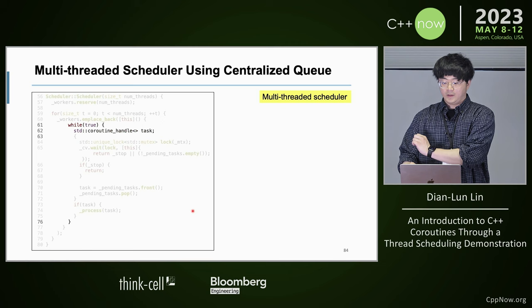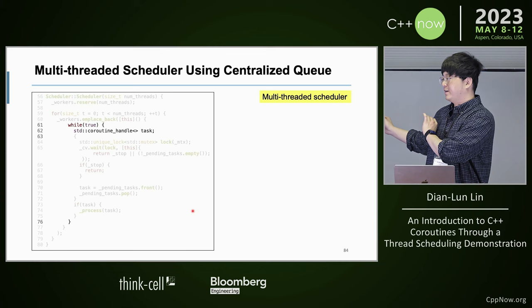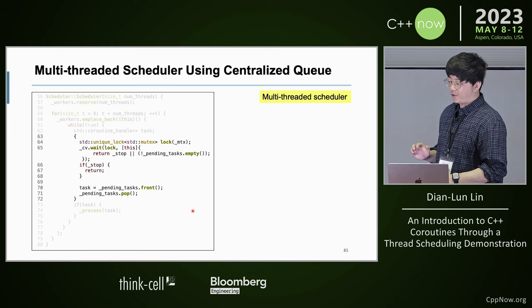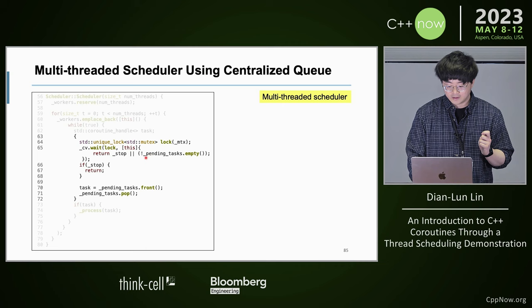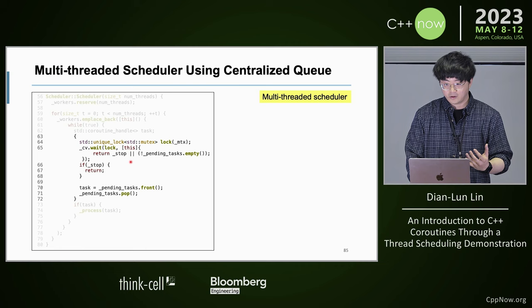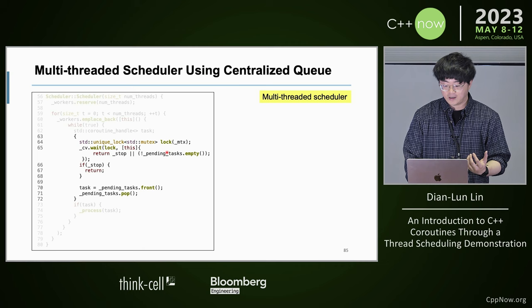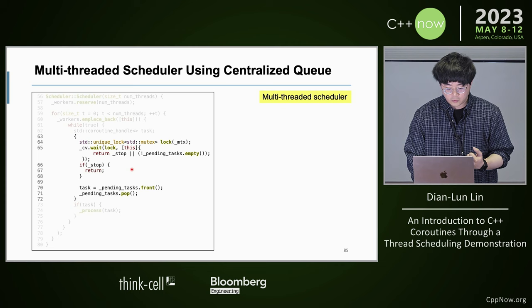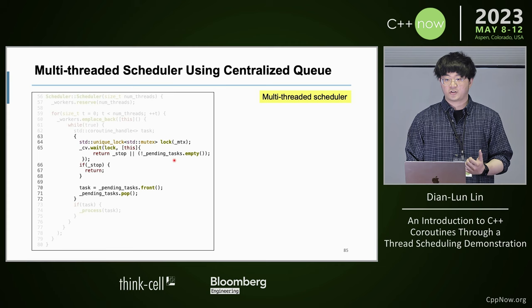Inside the lambda, first we go into an infinite loop and create an empty coroutine handle. I then go into this critical section protected by a lock. We then check the predicate using the condition variable. If the predicate returns true, we don't block the thread. Otherwise, we need to block until some thread notifies this thread. So when I get to line 66, that means this predicate is true, so one or both of the conditions is true.